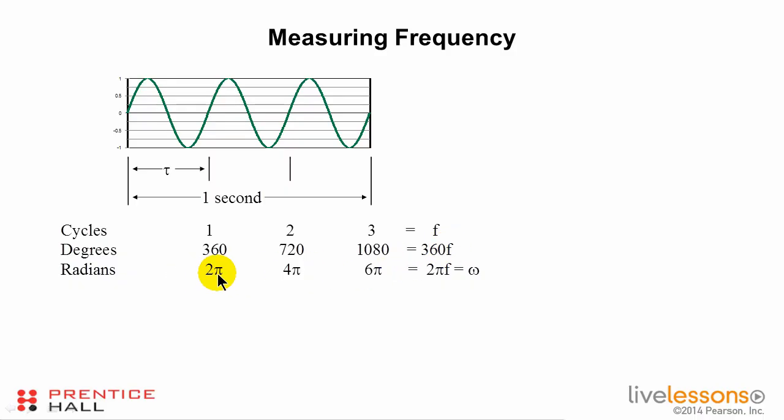The third measure we could use is radians. Now, you recall from high school geometry, I hope, that the definition of a radian goes like this. If we take a length equal to the radius of a circle, lay it along the circumference, and look at the subtended angle in between, that angle is called a radian. And there are 2 pi radians in 360 degrees. So if we count the number of radians we're going through here, there's 2 pi, there's 2 more pi for 4 pi, there's 2 more for 6 pi. We could say that this has gone through 6 pi radians per second, or 2 pi f radians per second.